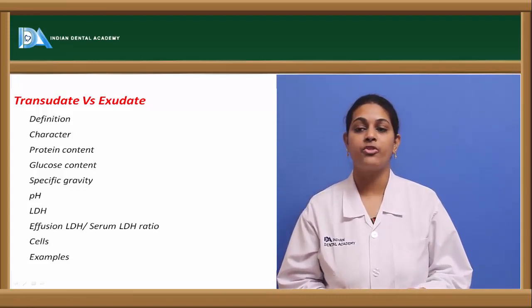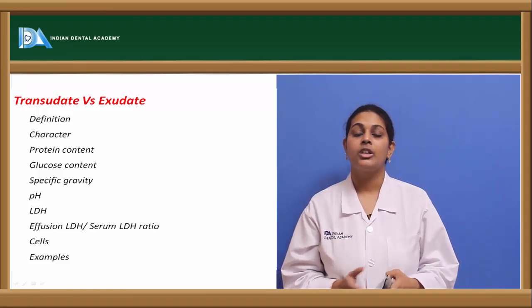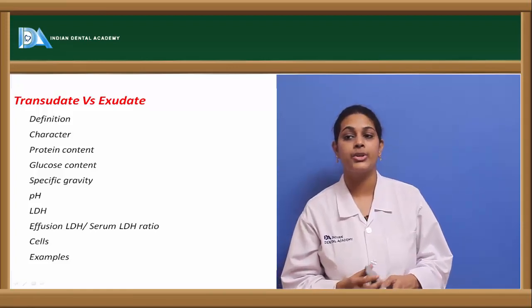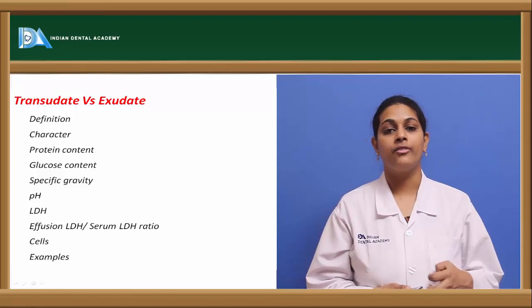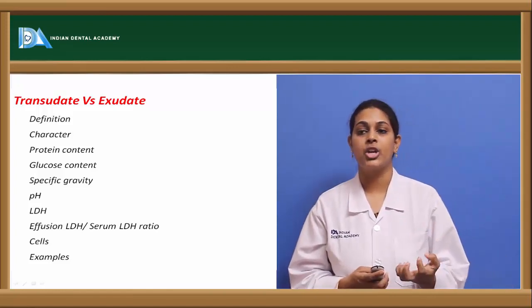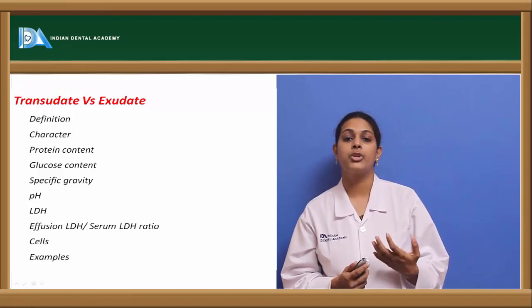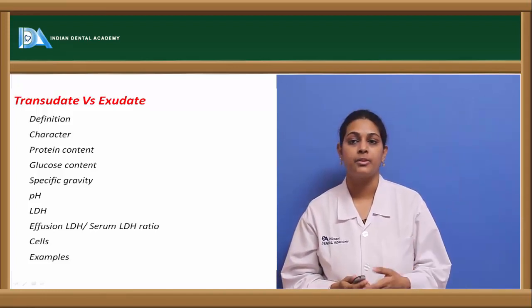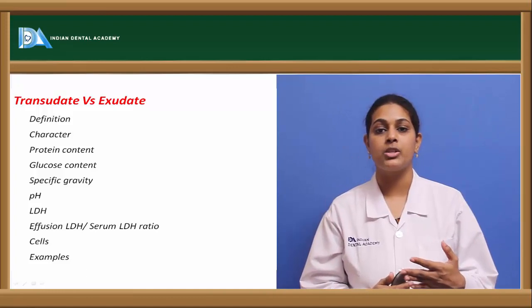Coming to the examples of transudate, we usually see it in cases of congestive cardiac failure, whereas exudate is seen in inflammatory or chronic inflammatory conditions where there is purulent discharge, in the form of purulent exudate, which appears in the form of pus. So these are the differences between the transudate and exudate.